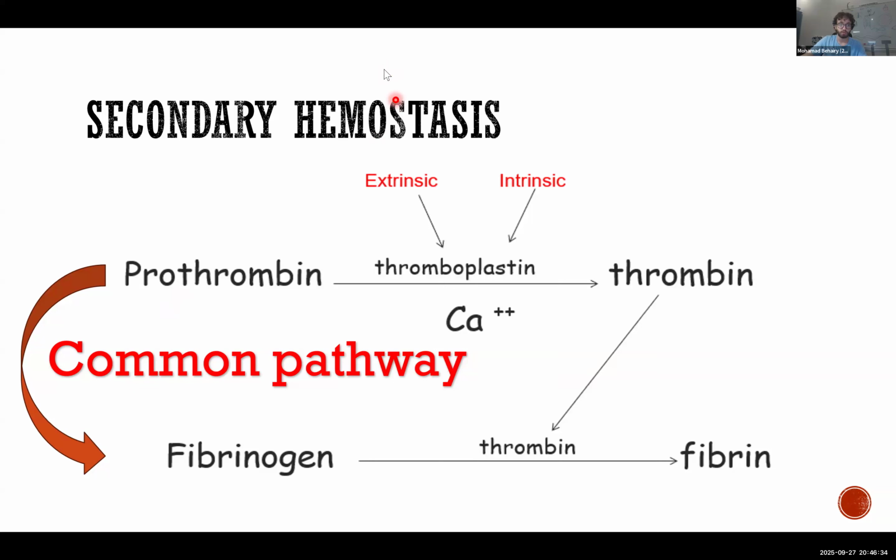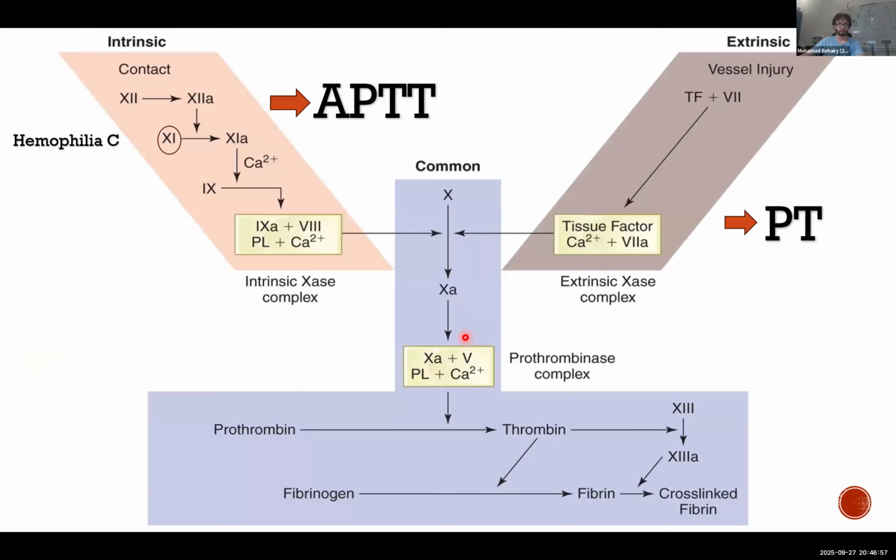And this leads to secondary hemostasis. All of this is secondary hemostasis. Guys, this slide is literally secondary hemostasis in a nutshell. Extrinsic, intrinsic pathway. They come together and they finally allow the activation of thrombin. With this thrombin will finally allow the activation of fibrin. This is the common pathway. We're going back here. We can explain it here.